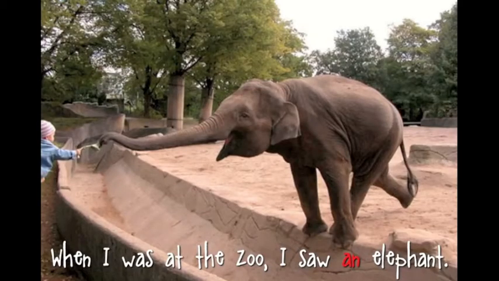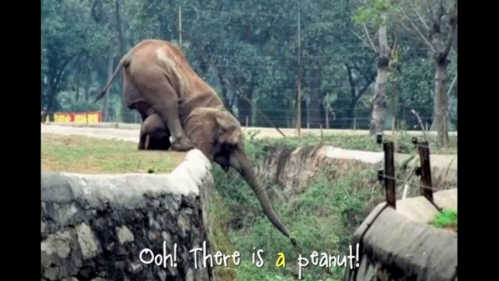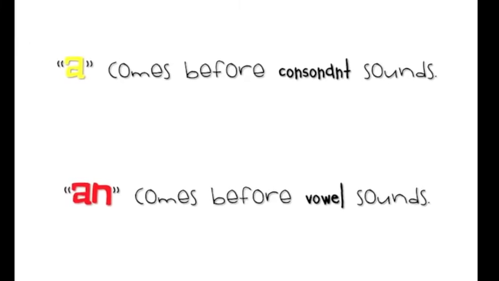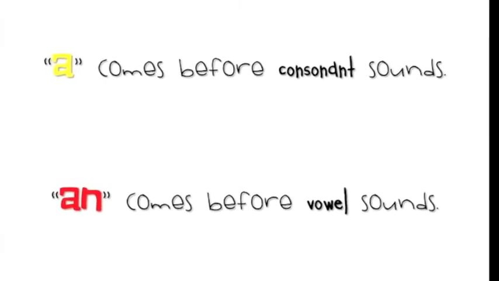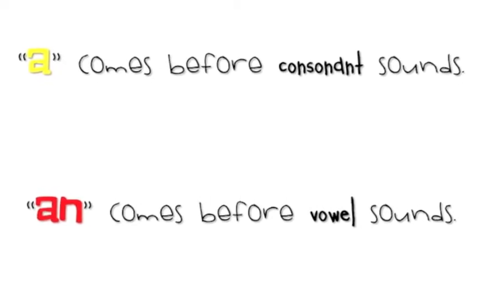When I was at the zoo, I saw an elephant. Okay, compare that with this picture here. Ooh, there's a peanut. Okay, so do you think you can see the difference between a and an and when to use it? If you guessed this, then you're right. A comes before consonant sounds, and an comes before vowel sounds.